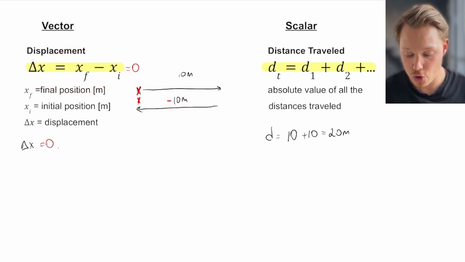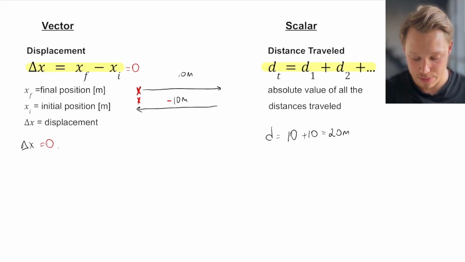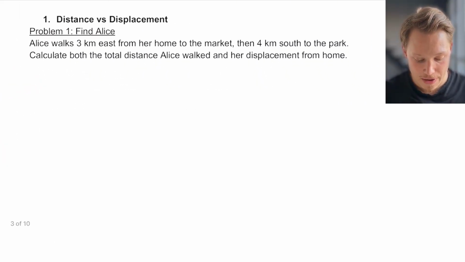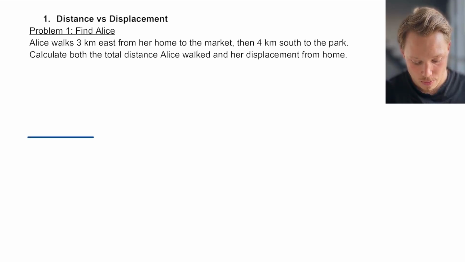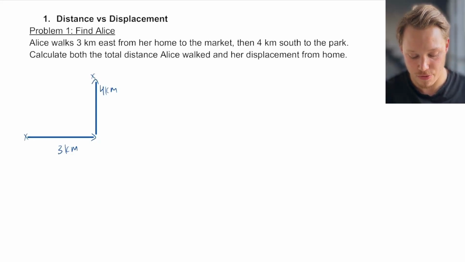Great. Now let's do one of the practice problems to calculate distance versus displacement. Right here we have Alice that walks 3 kilometers east from her home and then 4 kilometers south to the park. Calculate both the total distance Alice walked and her displacement from home.